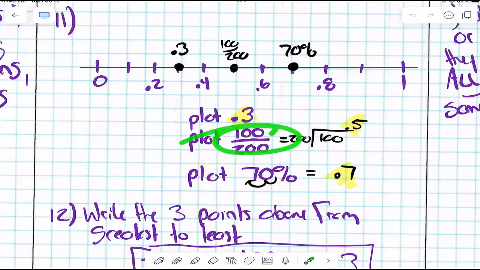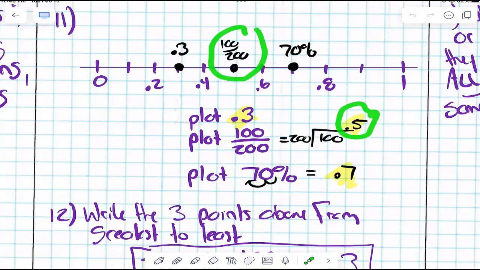This one isn't so easy because it isn't a decimal. So what do we need to do? Divide. Convert it to a decimal, right? Once you convert 100 over 200 to a decimal, we're good to go, yes? So we put 100 over 200 right here because as a decimal, it's 5/10, and we know 5/10 would be right here between 4/10 and 6/10.